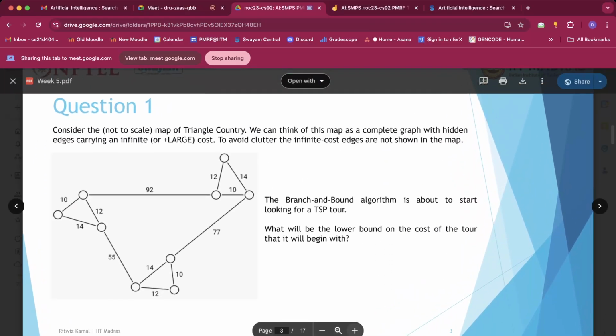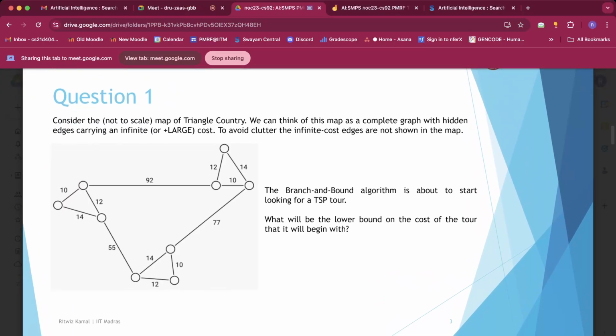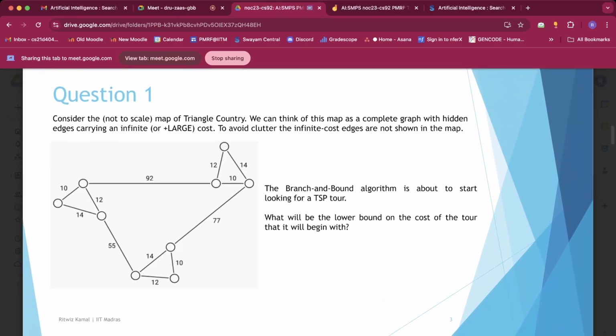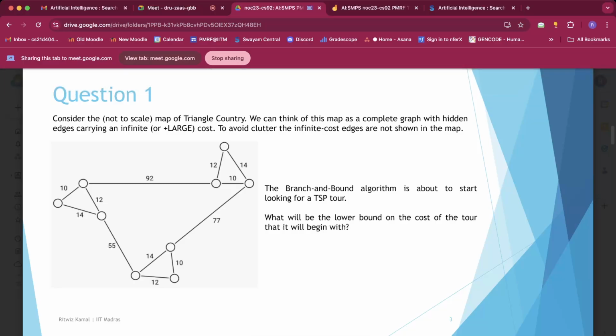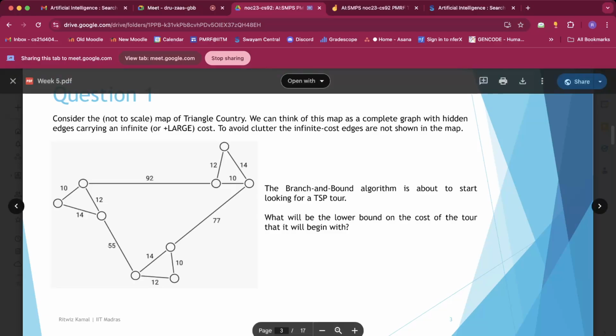Okay, so here you see a map. The circles represent the nodes and the edges connecting them have some weights, which is the distance between those nodes. And there are some edges that are not being shown in the graph here, and you can assume that they have a very huge cost or a very huge distance. We call them the infinite cost edges.